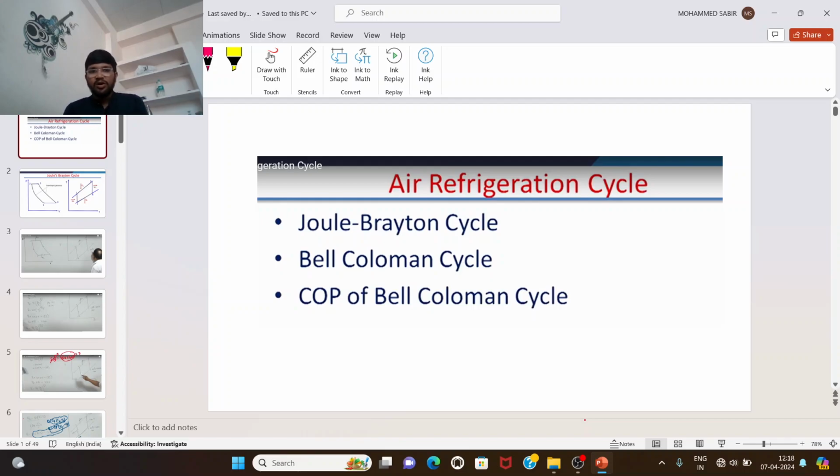First, you have studied the vapor compression cycle. Basically, this is the extended form of the vapor compression cycle. The physics is totally the same as the vapor compression cycle. There is no change in the working principle of the system. We are only changing the refrigerant. Here, we are using air as a refrigerant.